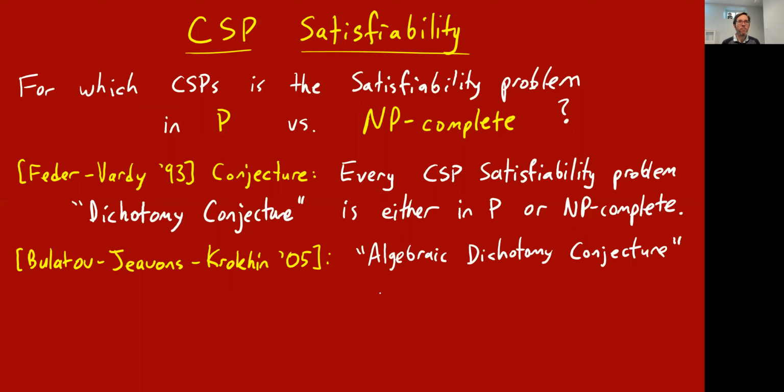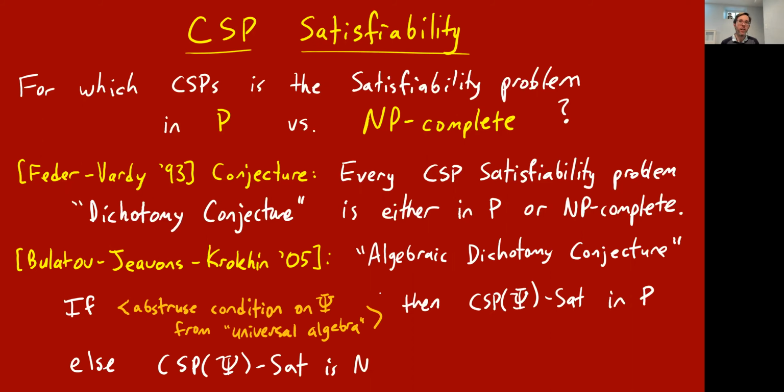And much later, 12 years later, Bulatov, Jeavons, and Krokhin, who had thought about it, well, many people had thought about it for some time, proposed a strengthening of it called the algebraic dichotomy conjecture, which basically told you which CSPs should be in P and which ones should be NP complete. They gave you a rule. And this rule was very sophisticated. It was an algebraic rule using ideas from an area called universal algebra.